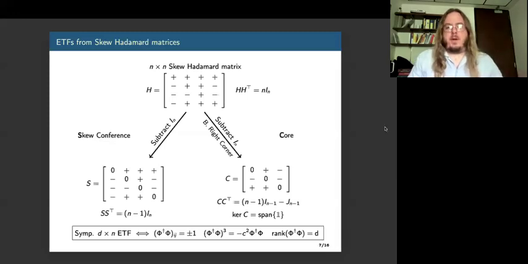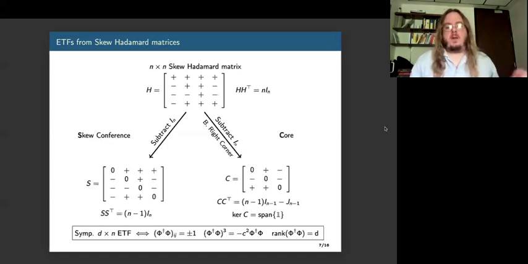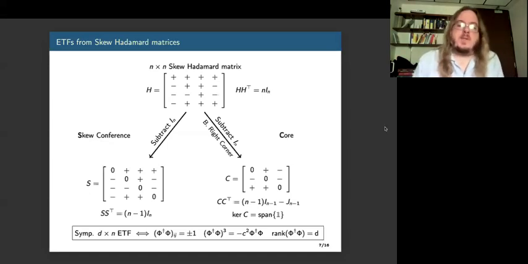Let me direct your attention over there. So I'm going to subtract the identity. And what I have left is something that is known. It's called a skew conference matrix. It's skew symmetric. It also happens to be a scaled orthogonal matrix. In particular, it satisfies SS transpose equals n minus 1 times the identity.